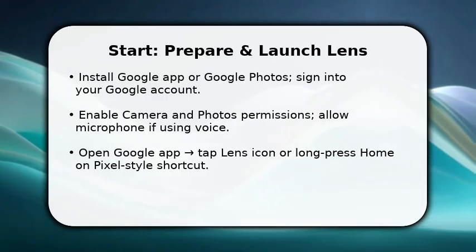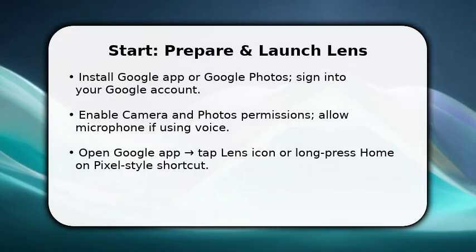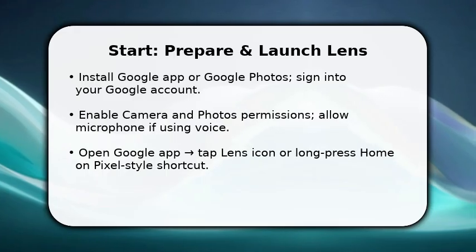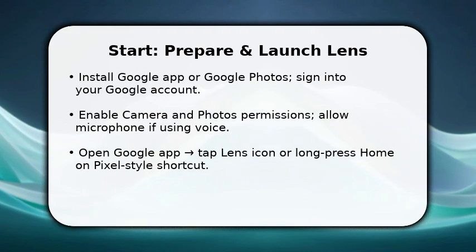Now open the Google app and tap the Lens icon in the search bar. If you prefer, add the Lens widget or long press the home icon to speed up access. This gets you straight into live scanning without extra menus.